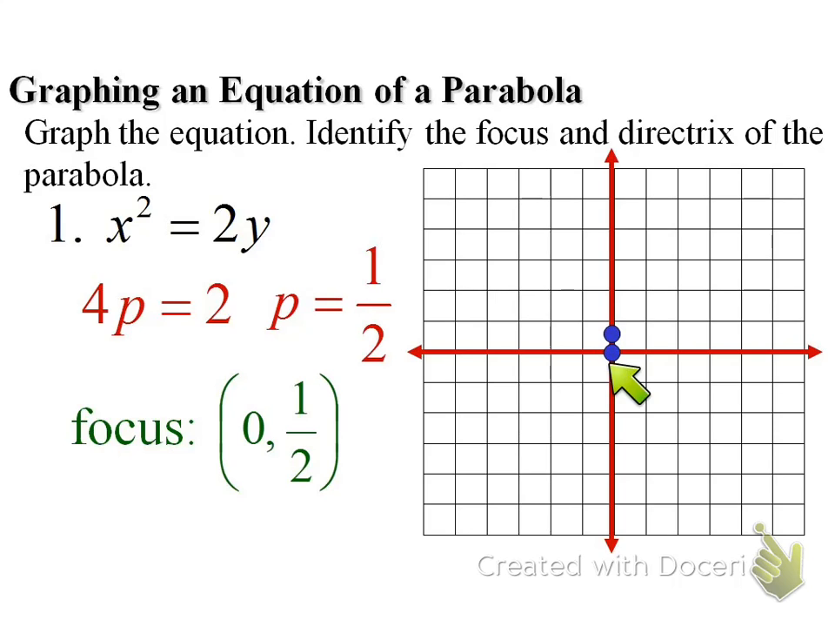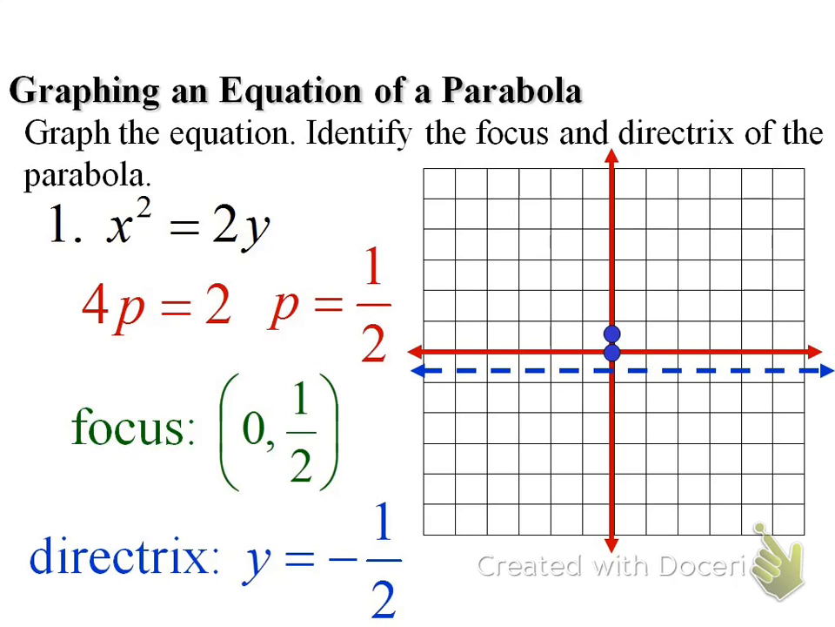And the directrix is going to be below it. It's going to be a horizontal line, so I know it has to be a y equals. And it's going to be y equals negative 1/2. Now, the closer it all is, the skinnier the parabola. So you can see this one's a lot skinnier than the one where p was 3.